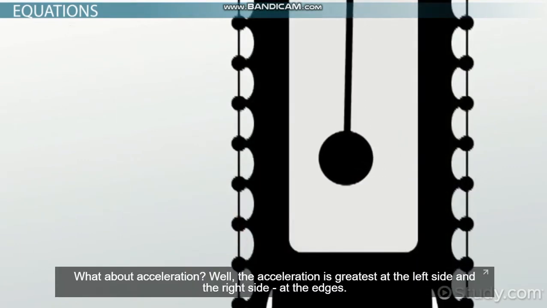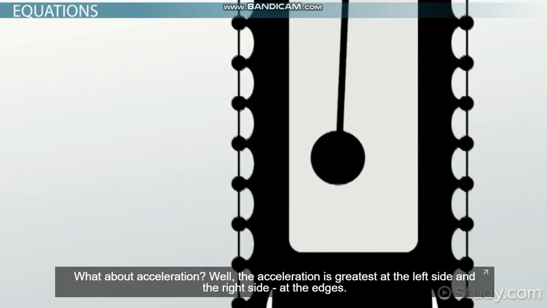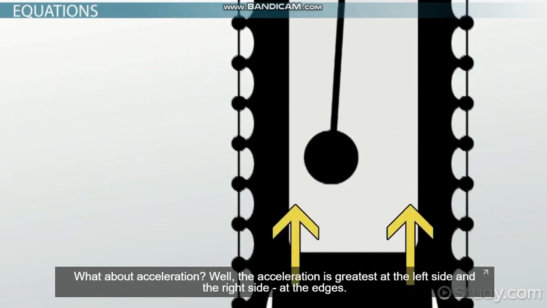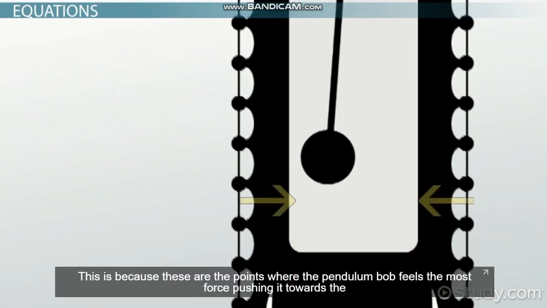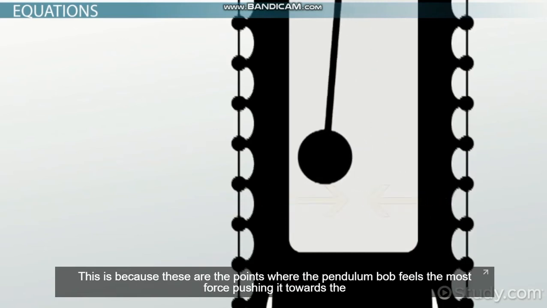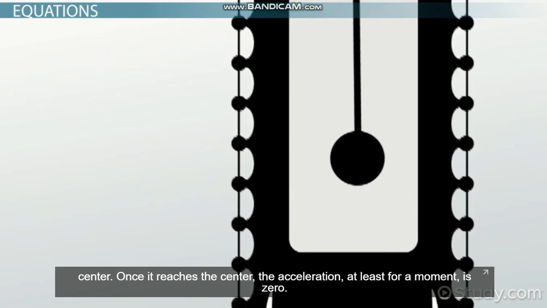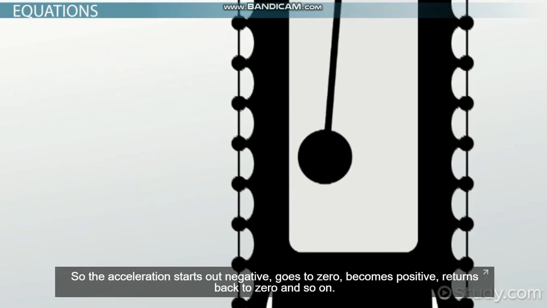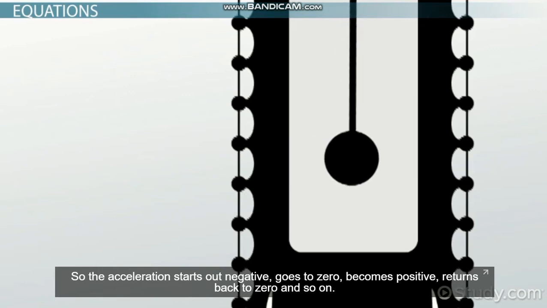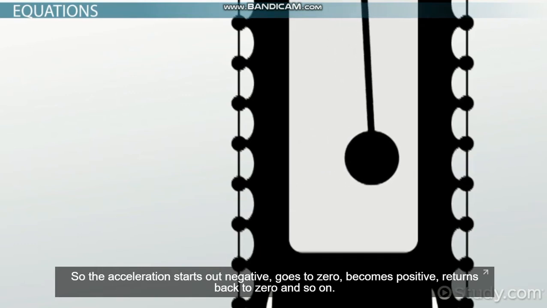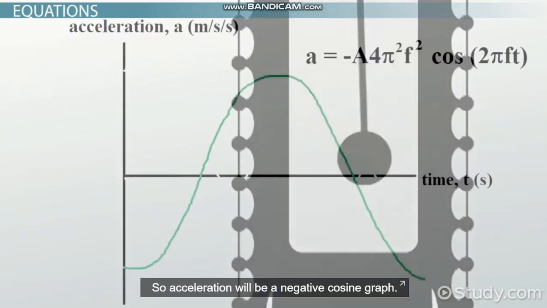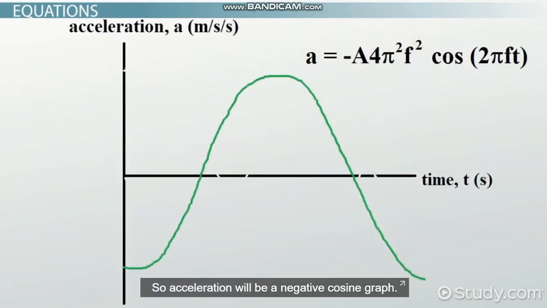What about acceleration? Well, acceleration is greatest at the left and right side, at the edges. This is because these are the points where the pendulum bob feels the most force pushing it towards the center. Once it reaches the center, the acceleration, at least for a moment, is zero. So the acceleration starts out negative, goes to zero, becomes positive, returns back to zero, and so on. So acceleration will be a negative cosine graph.